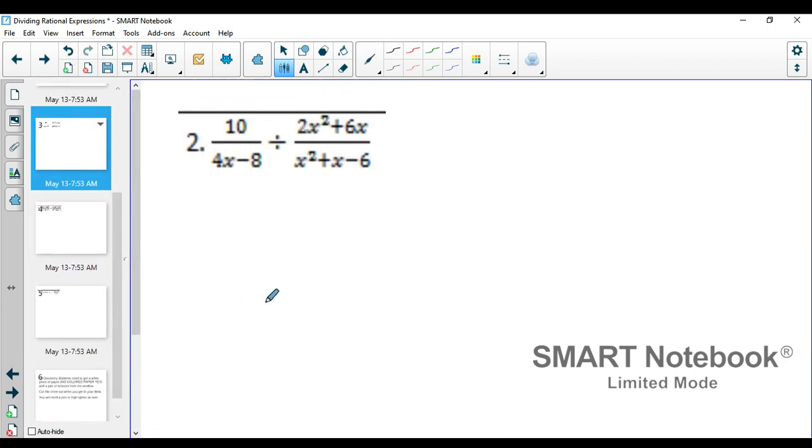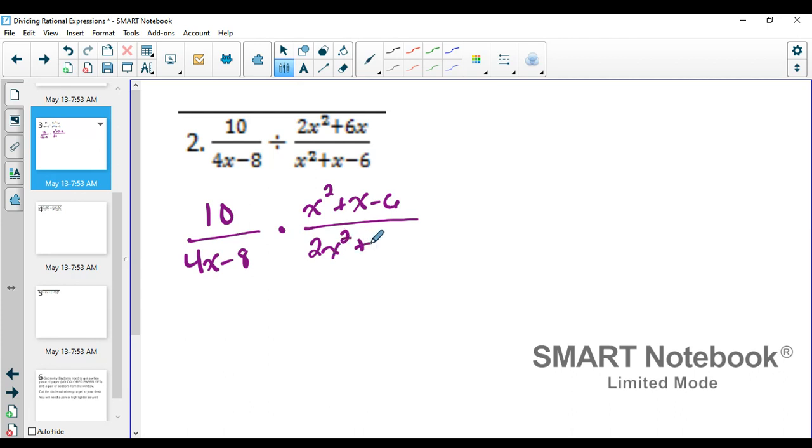All right. So keep this one the same. So we have 10 over 4x minus 8. Change division to multiplication. So this makes it x squared plus x minus 6 over 2x squared plus 6x. Now, at this step, we are going to simplify and factor everything that we can.